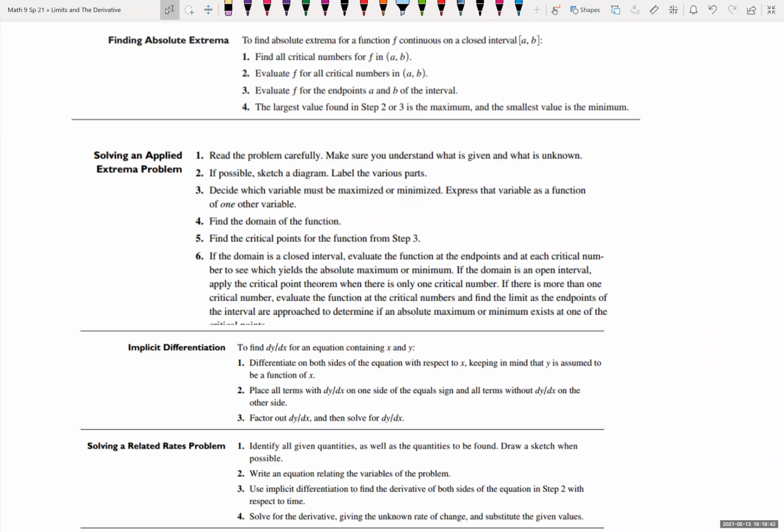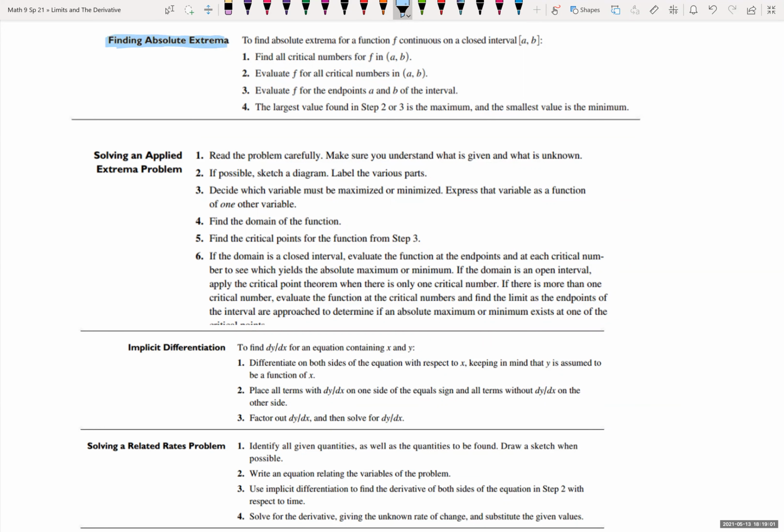So now we're getting into looking at derivatives and using those for application problems. Right now what we're going through are the sections that we covered in chapter 6 of our textbook. The following says, finding absolute extrema.